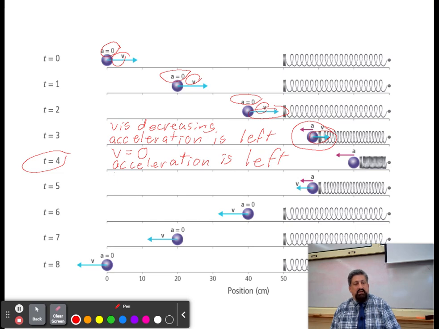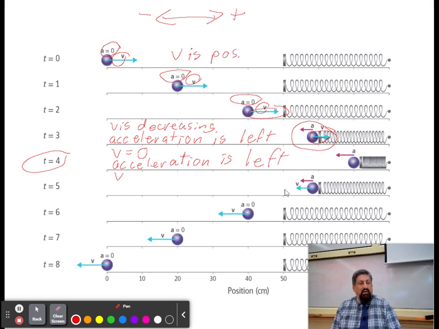So here we see velocity. If we say that right is positive and left is negative, then at t equals 0, t equals 1, t equals 2, the velocity in that case is positive. Now that the direction has changed, we can say that the velocity is negative, or less than 0. It's going to be a negative number.